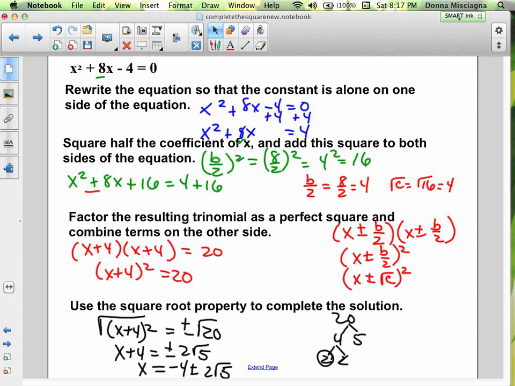Now we've solved it. Here we're going to force one side to be a perfect square by adding b divided by 2 squared. We can factor, and then we can use our square root property that we used in the last Nearpod lesson. All right, let's look at some more.